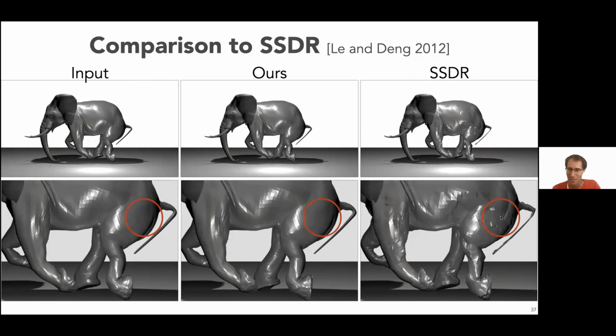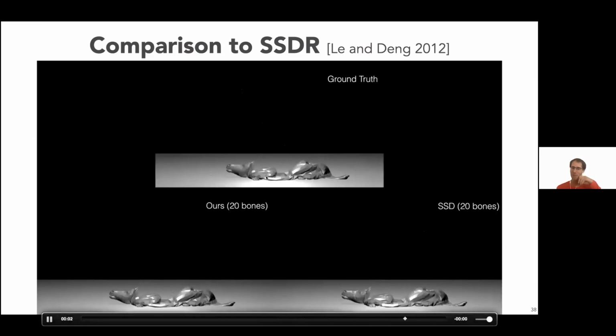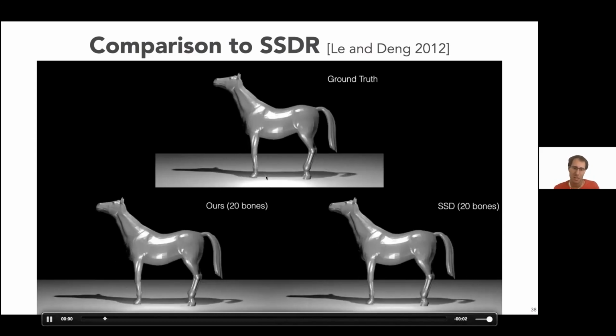You can see this wrinkling with the SSDR solution. You can also see that the tail gets quite bent. And you can see these undesirable sharp artifacts along the belly and the foot. And here's another example, a horse collapsing.